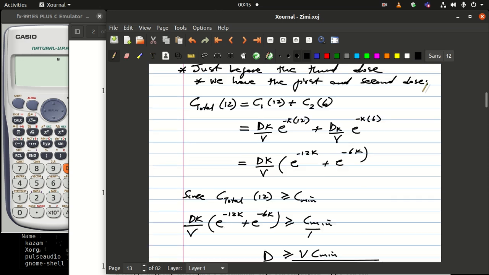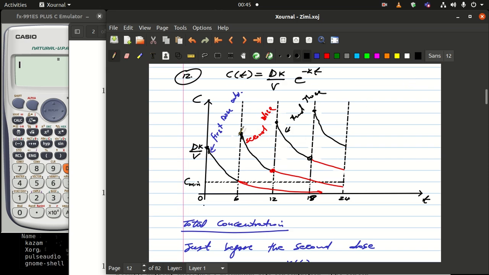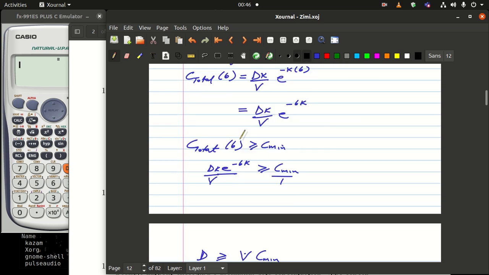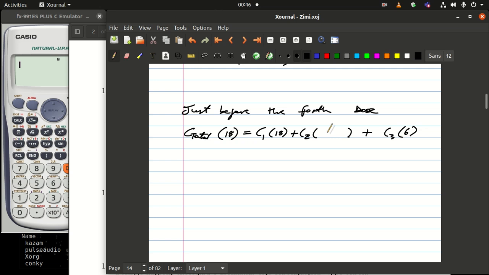And of course, when it comes to the second dose, this second dose here is going to move from 6, and then it goes all the way until it arrives at 18. So the hours between 6 and 18 is going to be 18 minus 6, which is equal to 12. So we'll end up having a 12 here.